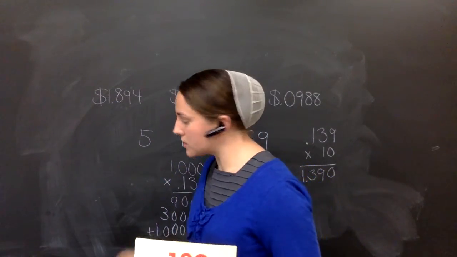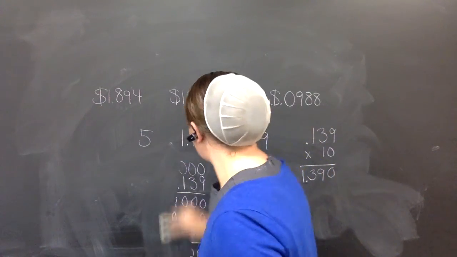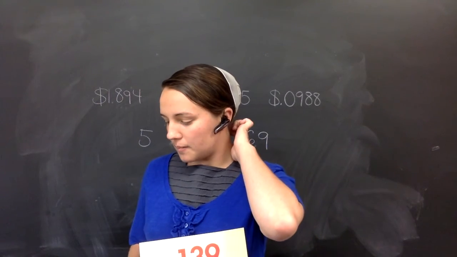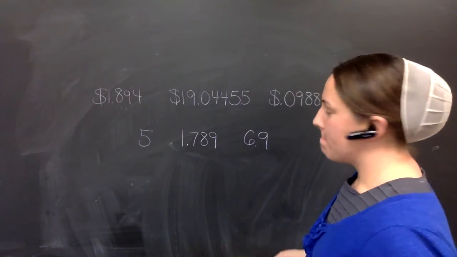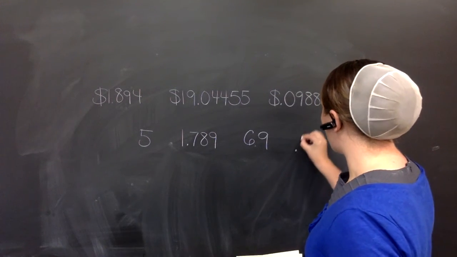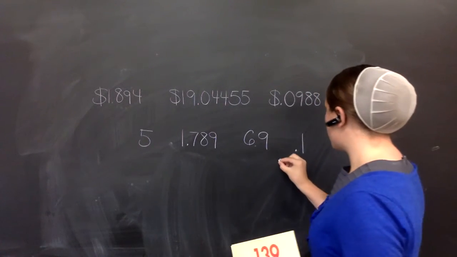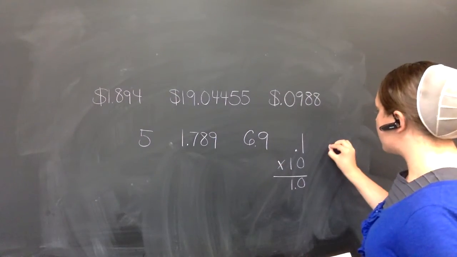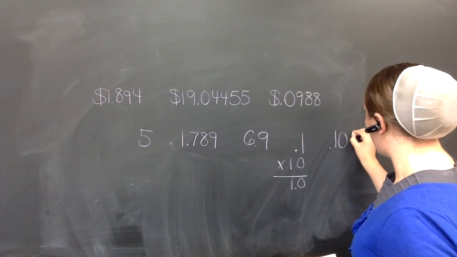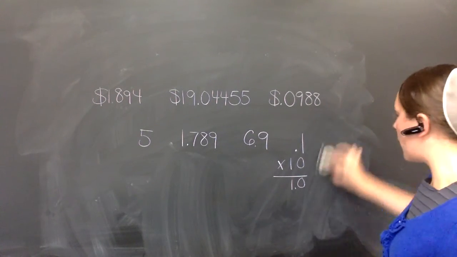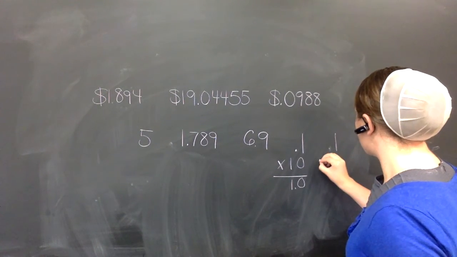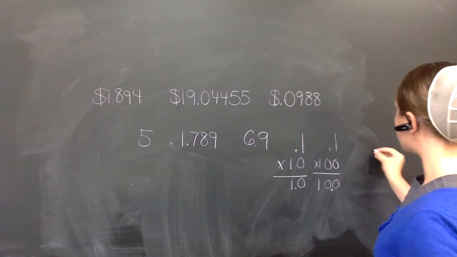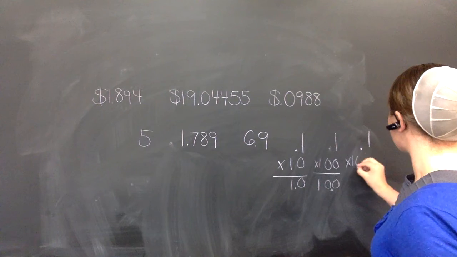Now, sometimes if we would multiply, let's multiply the number 0.1 by 10, okay? So we're going to multiply by 10, so that means we have 1, right? Now let's multiply it by 100. Let's multiply 0.1 by 100. So we have 0.1 times 100. And then let's try 0.1 times 1,000.